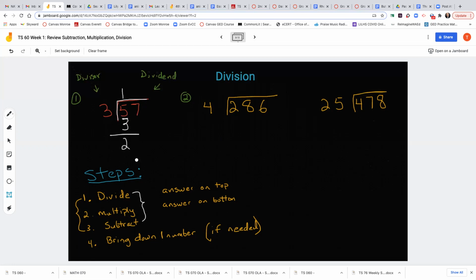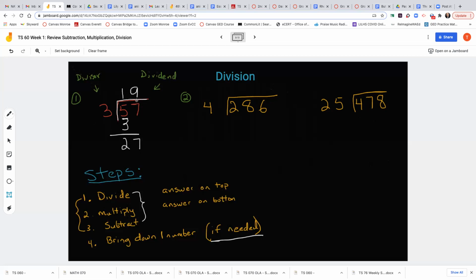But I want to point something out for you. If this 2 was a 3 or a 4, or anything 3 or bigger, then I would say 3 goes into 3 one time, and I'd put the 1 up here, okay? But because it won't go into it, I'm going to use my step 4, which is if it's needed, I'll bring down the 7. 3 goes into 27 9 times.